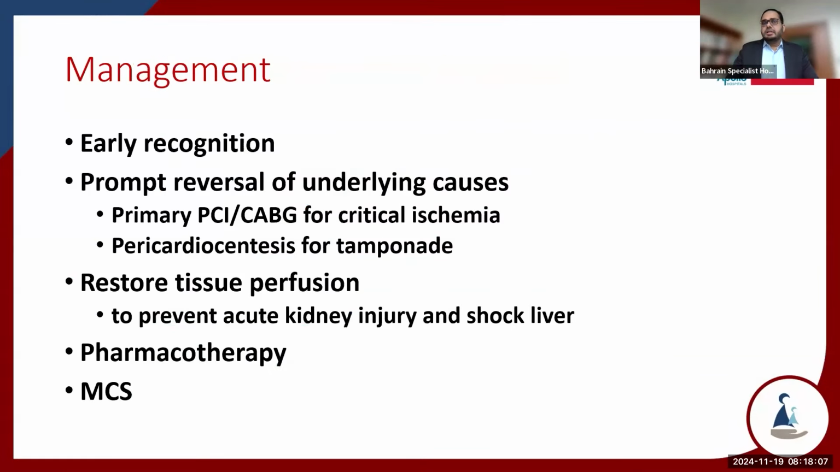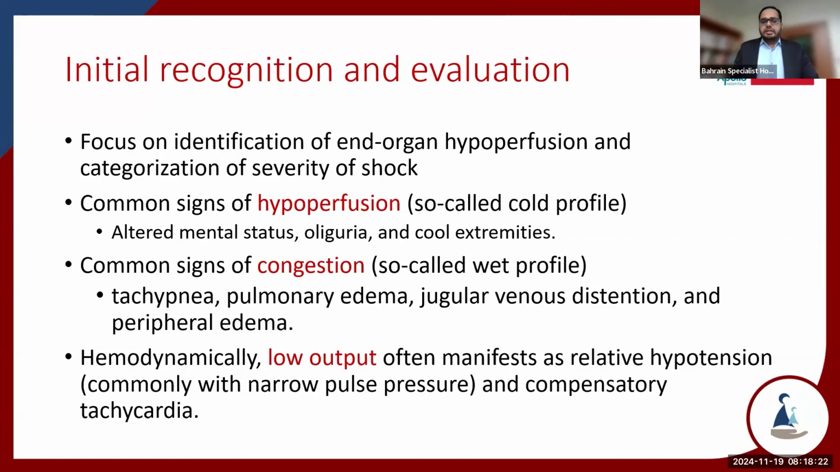The management involves early recognition of the shock and prompt reversal of the underlying causes, restoration of tissue perfusion so that you can prevent acute kidney injury, you can prevent shock liver, and you can prevent other organ damage. Then pharmacotherapy and mechanical support. The initial recognition should focus on identification of end organ hypoperfusion. So you're able to see delayed capillary filling time, you're seeing oliguria, you're seeing raised liver enzymes. So all these things could be signs of severity of shock.